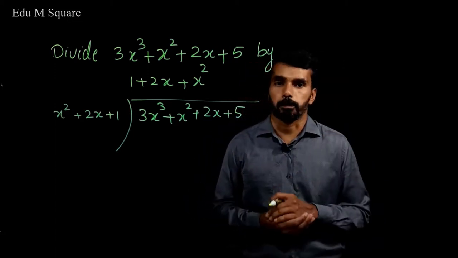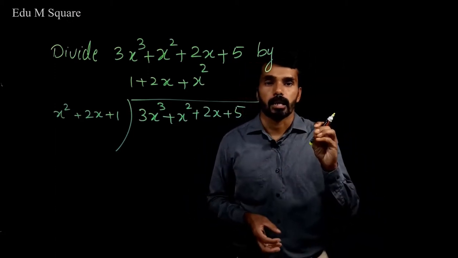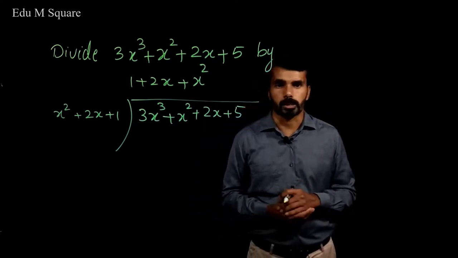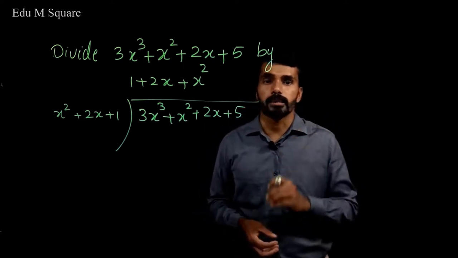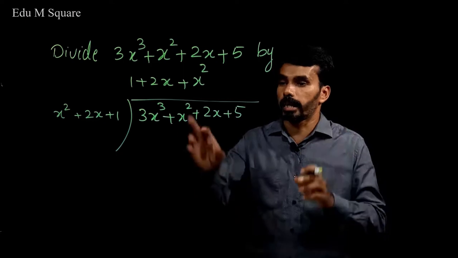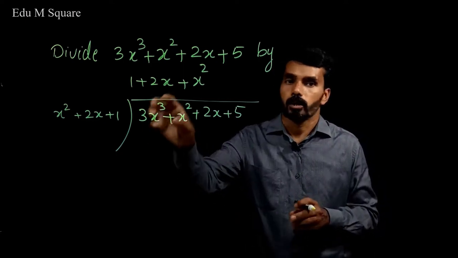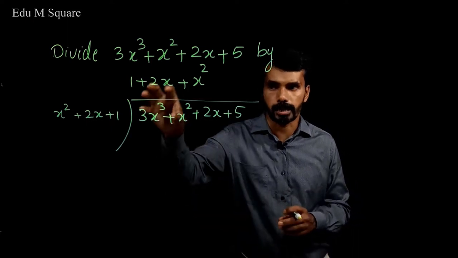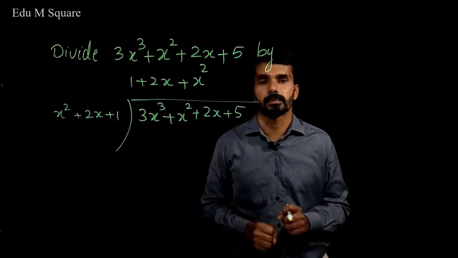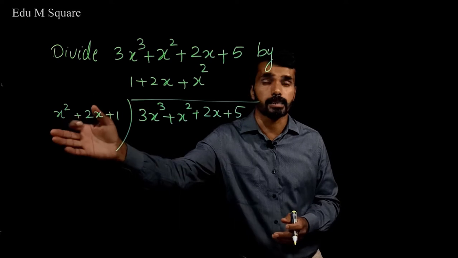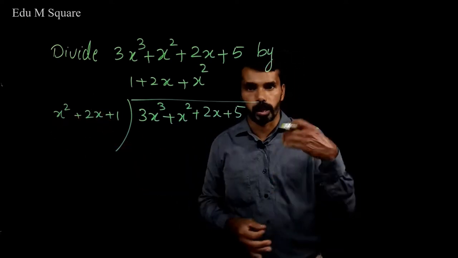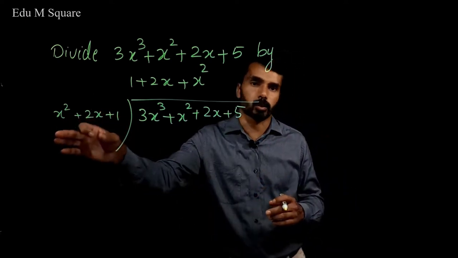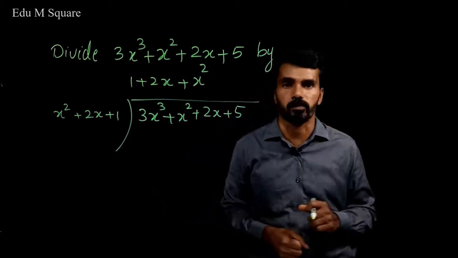So once again I repeat, to obtain the first term of the quotient, we divide the highest degree term of the dividend by the highest degree term of the divisor. Here the highest degree term of the dividend is 3x cube and here it is x square. So we divide 3x cube by x square to obtain the first term of the quotient.